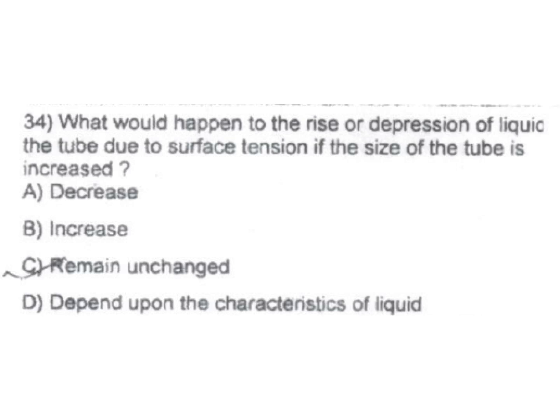The tube due to surface tension if the size of the tube is increased. So our formula is H equal to 4 sigma cos theta by rho g d. Here H and D relation we have to calculate. If D will increase, then H will decrease, inversely proportional.